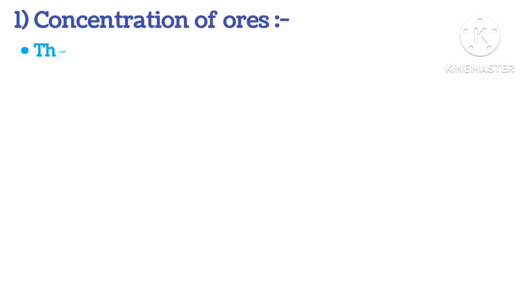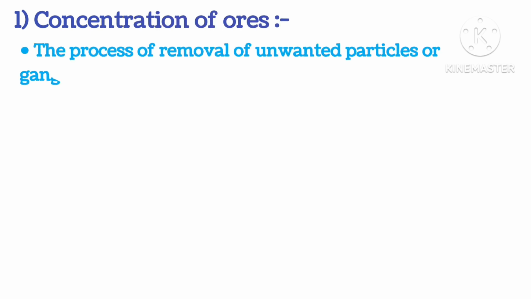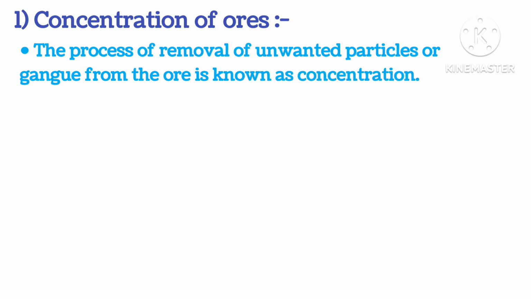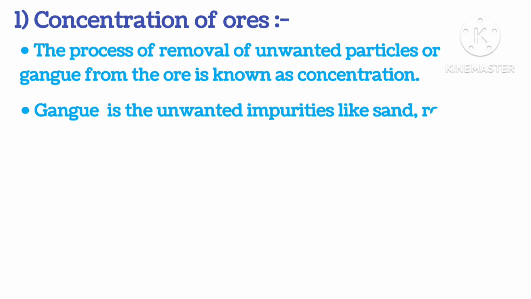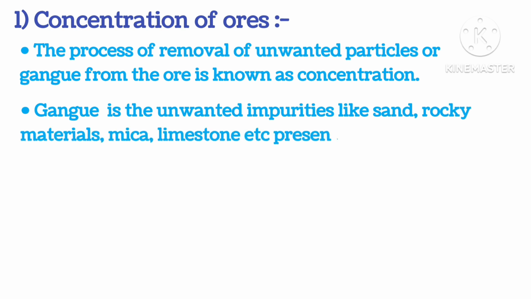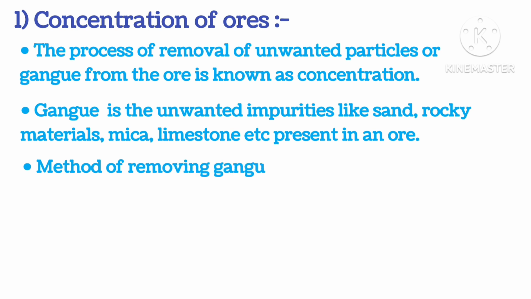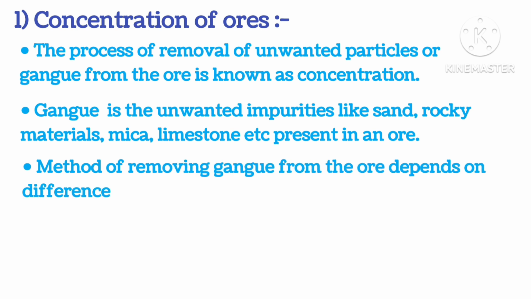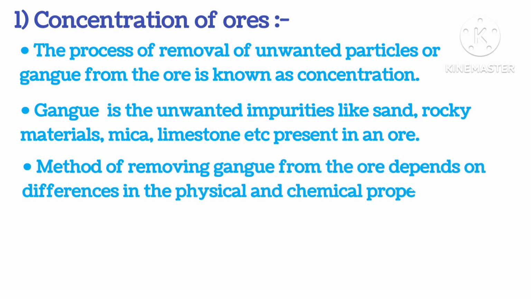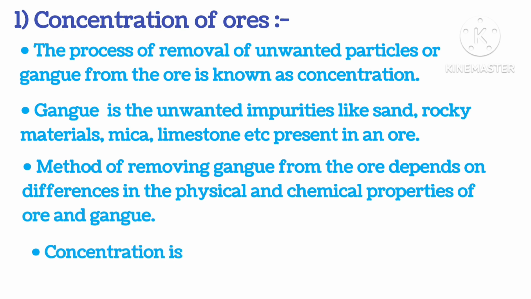First, concentration of ores. The process of removal of unwanted particles or gangue from the ore is known as concentration. Gangue is an unwanted impurity like sand, rocky materials, mica, limestone, etc., which are present in the ore. The method of removing gangue from the ore depends on the difference in the physical and chemical properties of ore and gangue. Concentration is done by various methods.